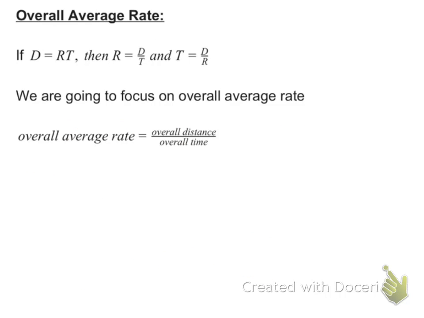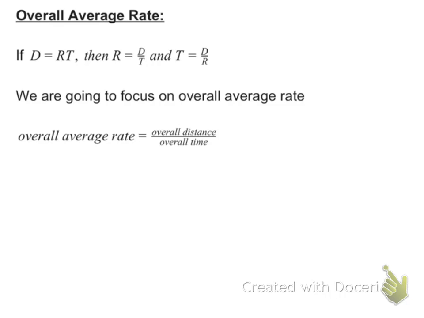Overall average rate. Guys, if we're taking a trip in a car, we know the distance equals rate times time. We should also know that the rate is the distance divided by time. And we should also know that time is the distance divided by rate. All things we've been talking about for several of our lessons. But we're going to focus on the overall average rate. Average means add it all up and divide by the total, right? That's what average rate is. It's the total distance divided by the total time.